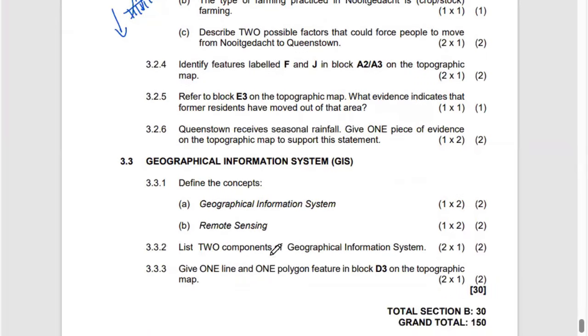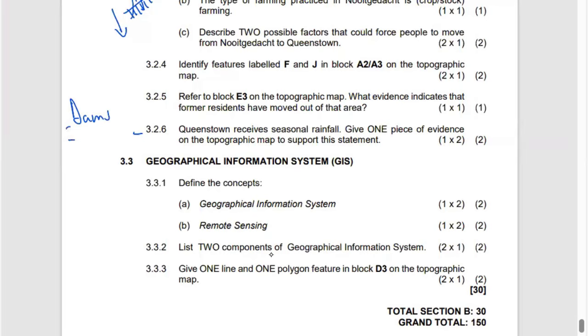Queenstown receives seasonal rainfall. Give one piece of evidence on the topographic map to support this statement. What you need to note there, for an area that receives seasonal rainfall, check clues like dams. If you see there are so many dams in the area, it's an indication that water is a scarce resource in some given season. So dams are there to store water for use during the times of scarcity.